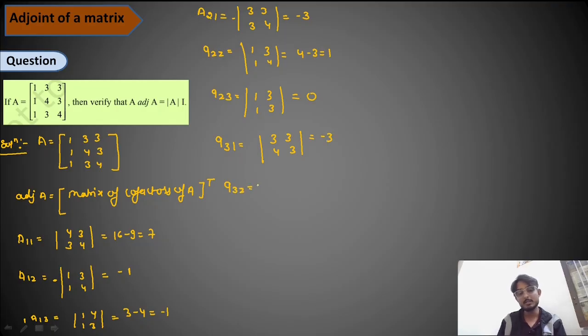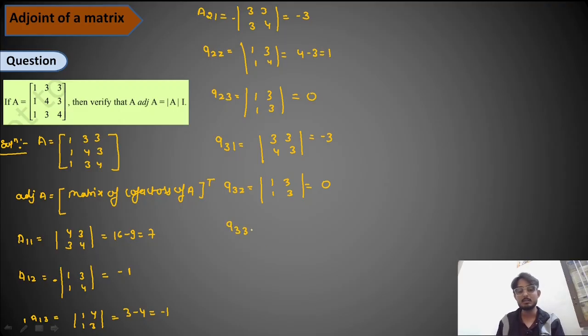A32. 32 means third row and second column. When you eliminate third row and second column, you will get as 1 1 3 3. 3 ones are 3 minus 3 equal to 0. And 3 plus 2 equal to 5, which is an odd number, so you will change the sign. Here it is 0, so you do not need to change the sign, because 0 is neither positive nor negative.